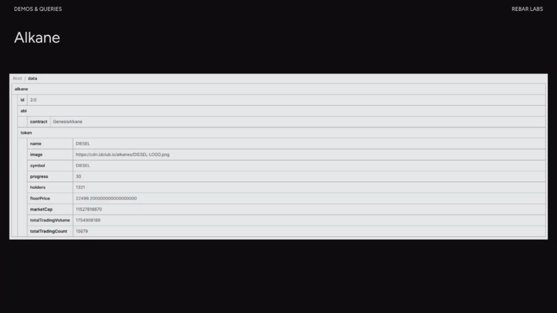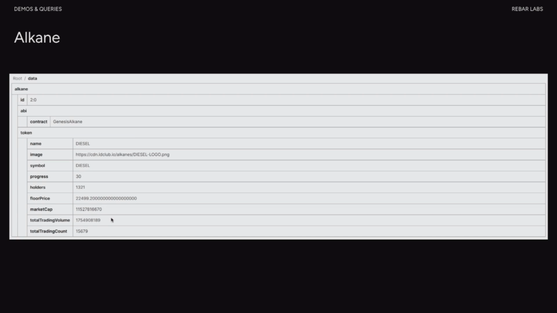And we get this data here, which is the contract, which is Diesel, the Genesis token. We get the image for it, in this case through ID Club. And then we get various information on how far along it is in the minting process, how many holders there are, if there's a floor price, a market cap, and just some relevant information. And again, there are a lot more fields than this. We're just trying to keep it simple and fit everything into a slide here.